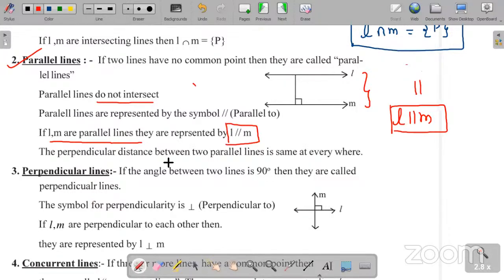The perpendicular distance between two parallel lines is the same anywhere. For example, this is the perpendicular distance between these two. Here also the same, here also the same. For example, this is 5 centimeters, this is also 5 centimeters, this is also 5 centimeters, and this is also 5 centimeters. I hope it's very clear to you. Clear? Yes or no?